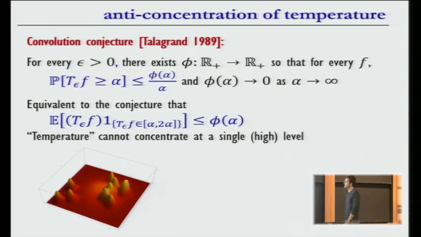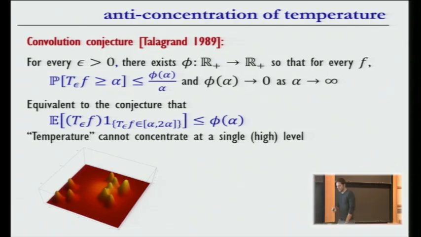Let me state the version in terms of temperature. This is where anti-concentration of temperature comes in. It is just a restatement: you look at the noisy function and at the mass that it can put on a single level set between alpha and 2 alpha. The claim is that it cannot put an arbitrarily large amount of mass on an arbitrarily high level set. If you make the level larger and larger, the amount of mass it can put there has to go to 0.